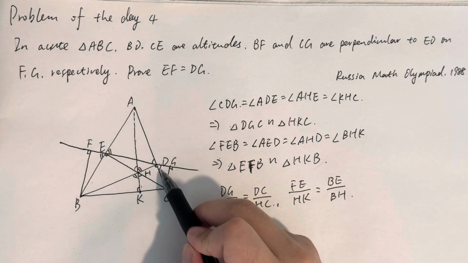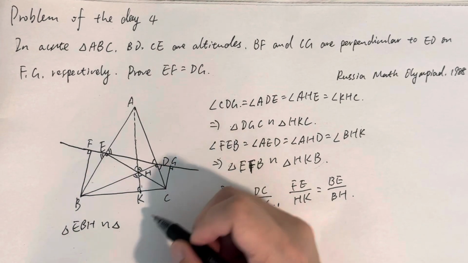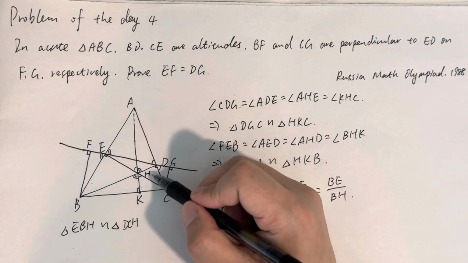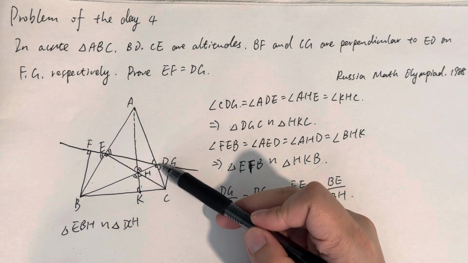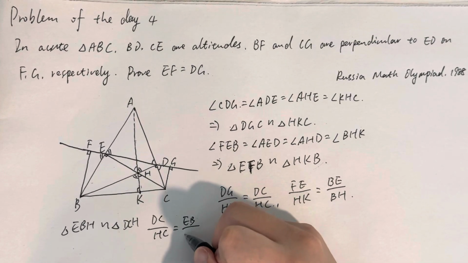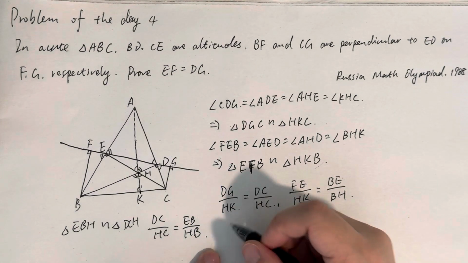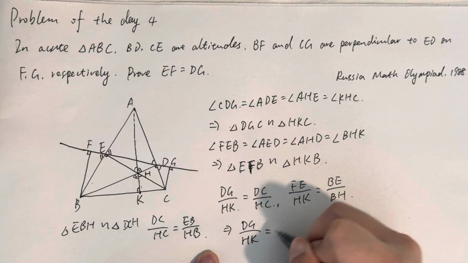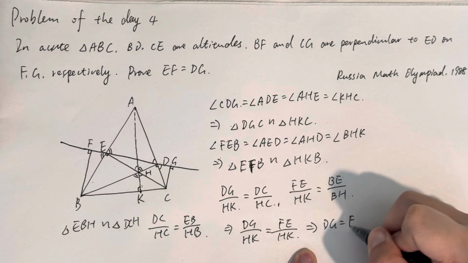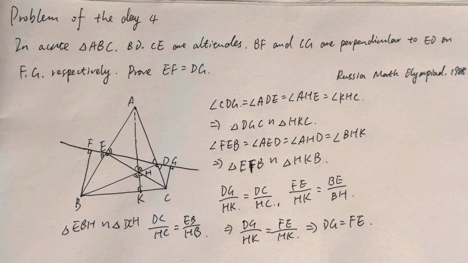Now let's look at DC to HC. Because triangle EBH is similar to triangle DCH, we know that DC to HC equals EB to HB. So we know that DG to HK equals FE to HK, which means DG equals FE. Okay, that's the first solution of solving this one.